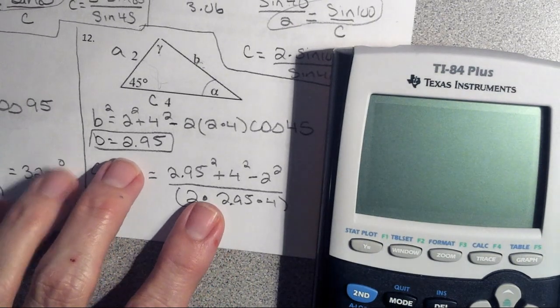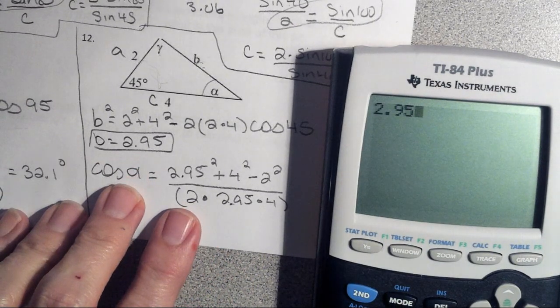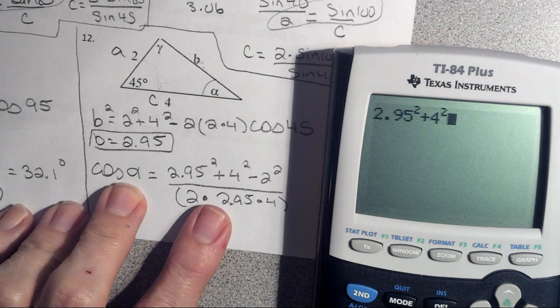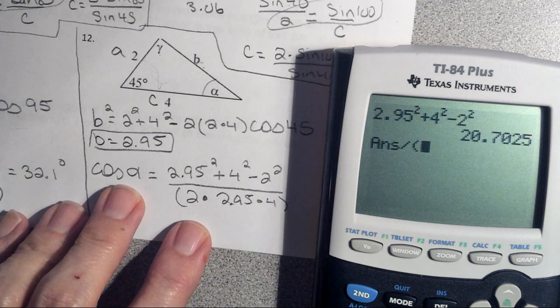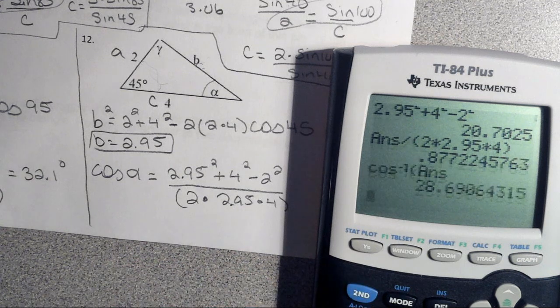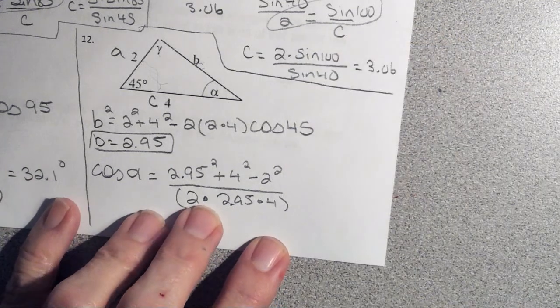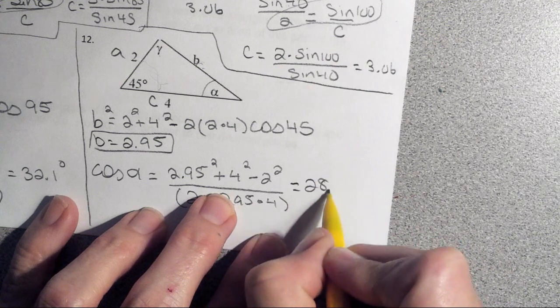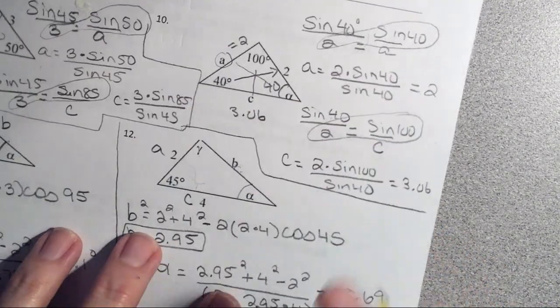We're going to practice typing that in our calculator again. I'm going to type in the top just like I see it: 2.95 squared plus 4 squared minus 2 squared, hit enter, divided by parentheses 2 times 2.95 times 4. And I'm going to remember to second cosine, second answer. And we get 28.69. That's what's in here.